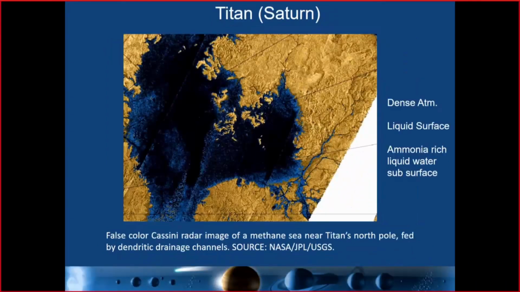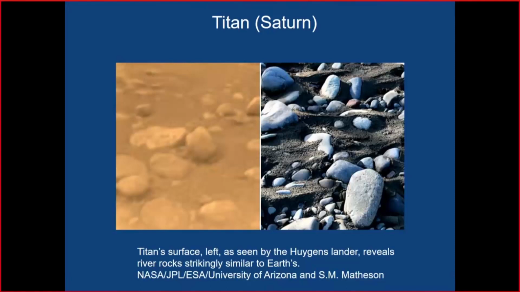If I talk about Saturn's moon Titan, it is one of the most probable places where life can happen because it has a dense atmosphere, a liquid surface, ammonia-rich liquid water subsurface, and the Cassini radar has seen a methane sea near Titan's north pole. Whenever there is methane, since it is associated with life-bearing molecules also, there is a chance that Titan also has conditions conducive for life.